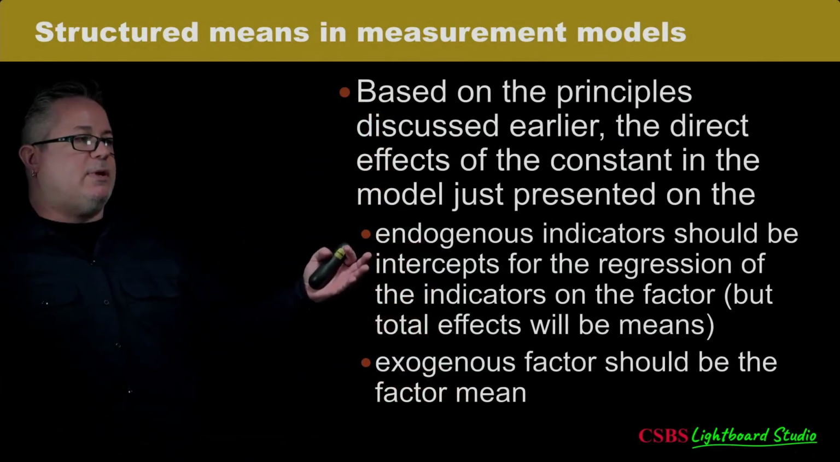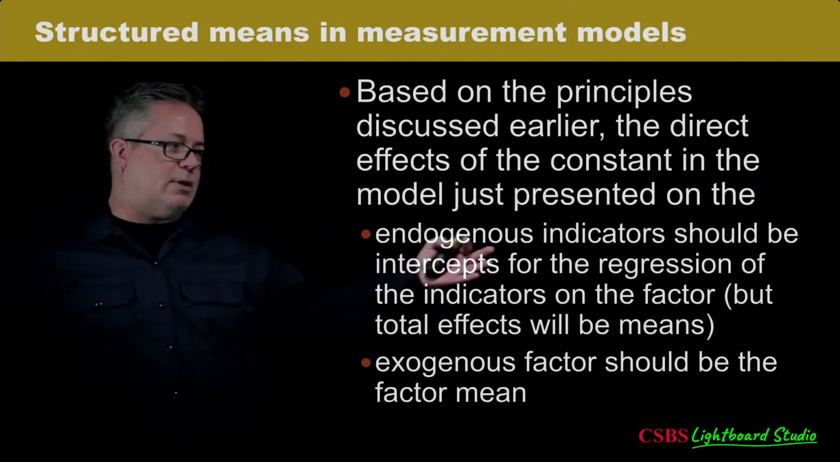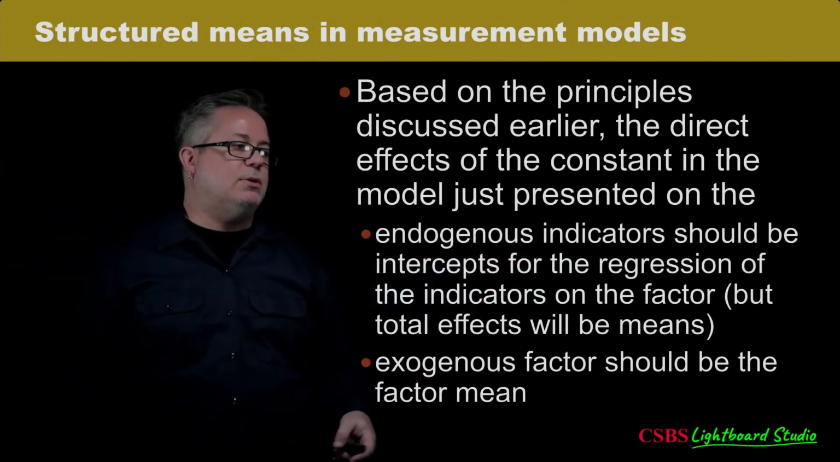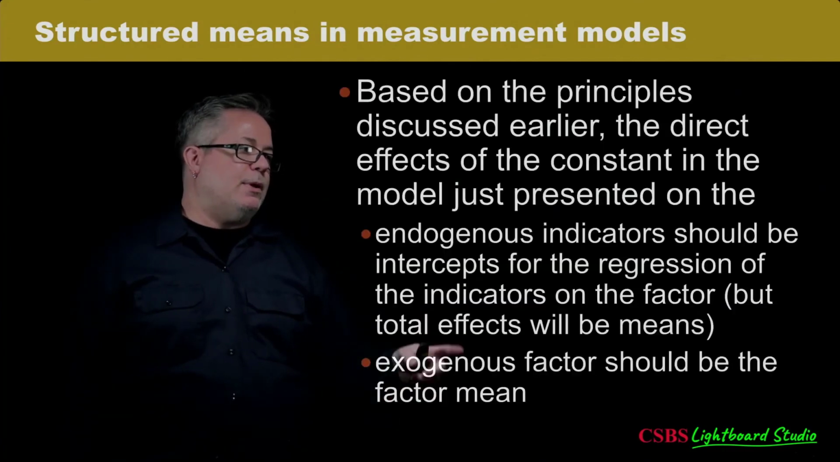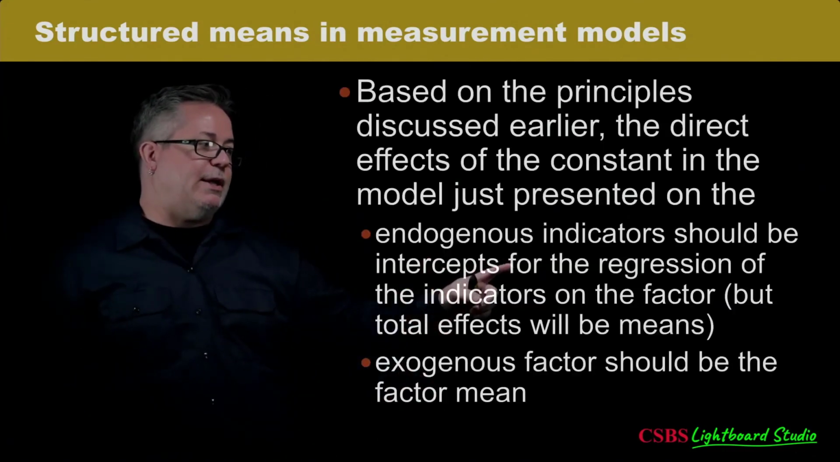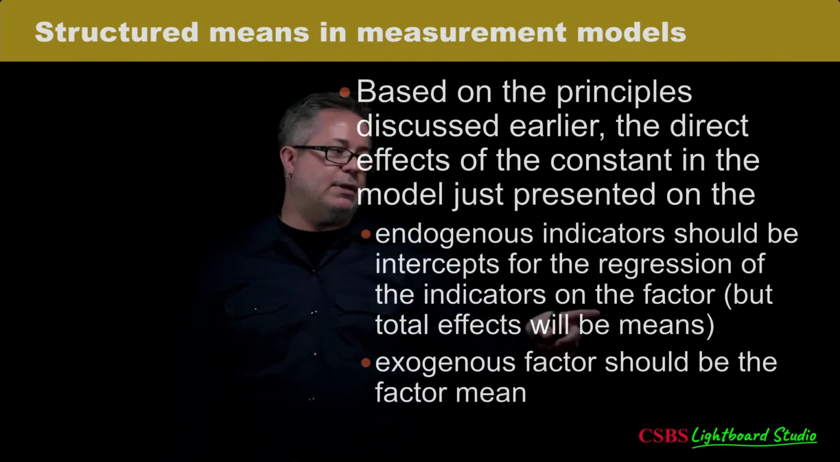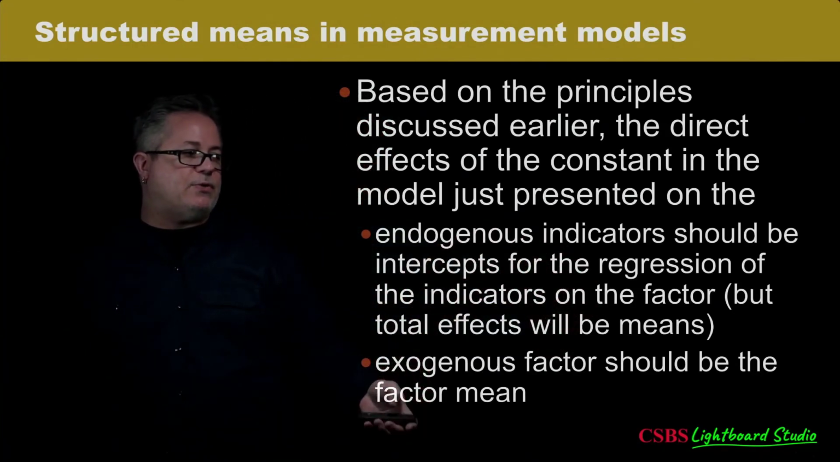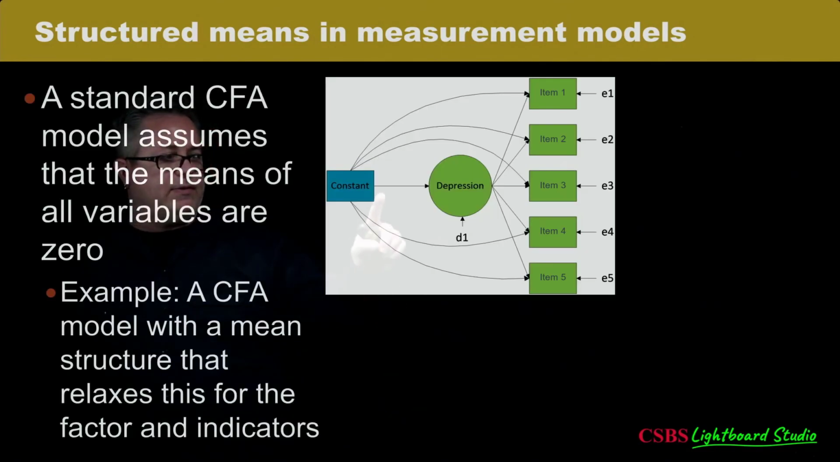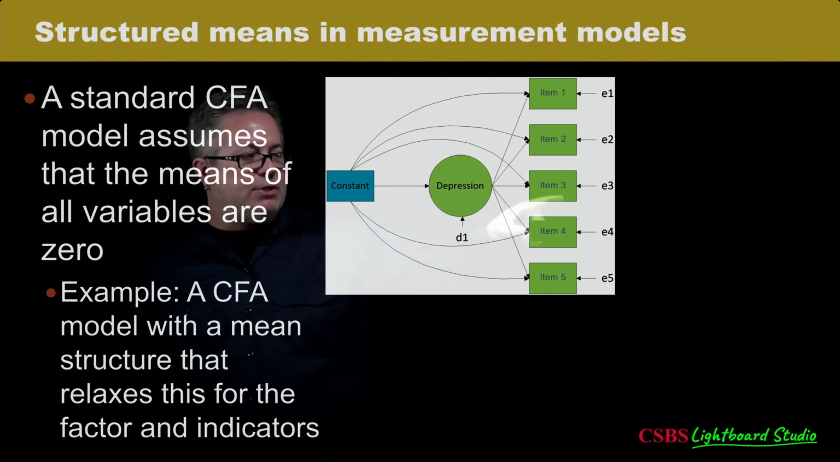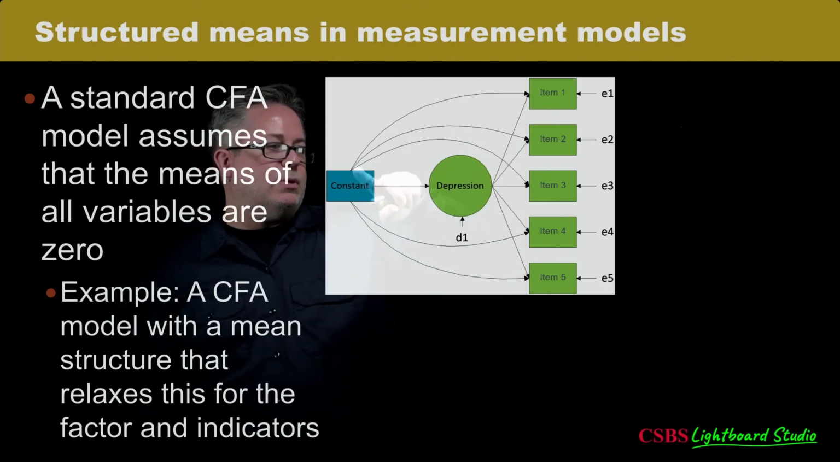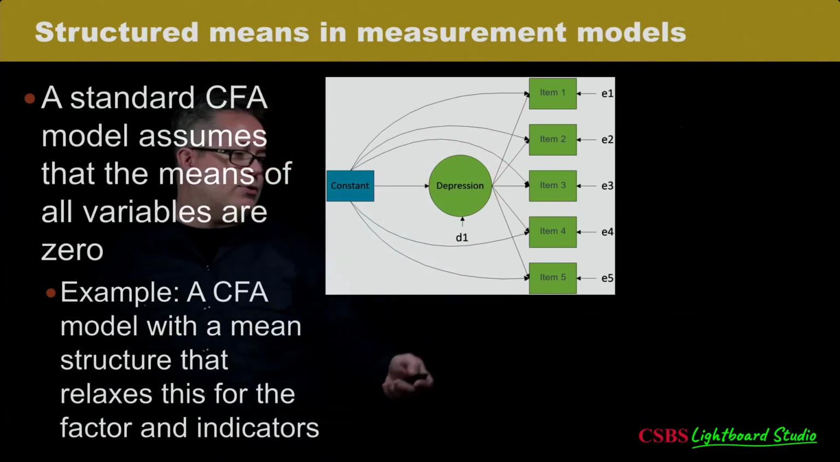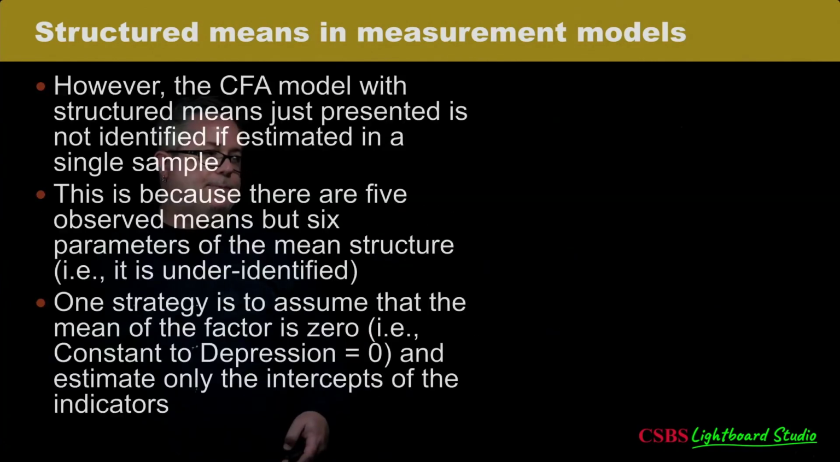So based on the principles that were talked about here, the direct effects of the constant in the model just presented on the endogenous indicators should be intercepts for the regression. We're talking about this model still. The endogenous indicators should be intercepts, because they have the factor predicting them. And the exogenous factor should be the mean. So we said this already: this is the mean because there's nothing else predicting this. But because these are now endogenous to the factor, those paths from the constant to the items are all the intercepts. This is just saying that.